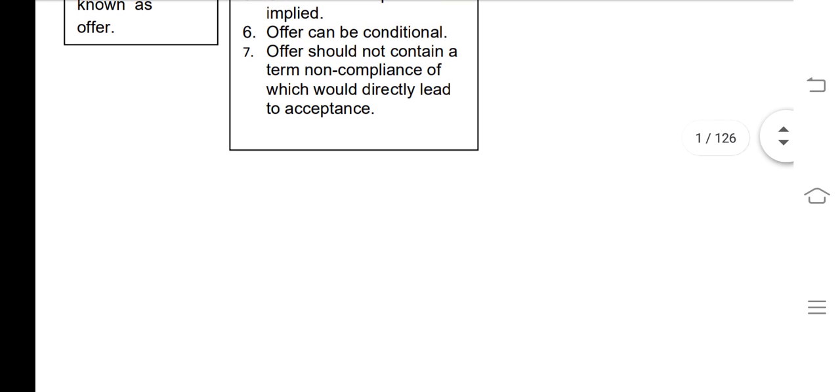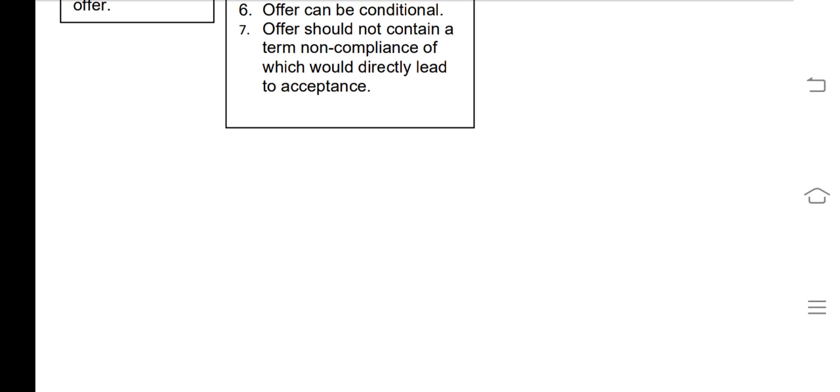Offer can be conditional. An offerer can give an offer to the offeree with a condition. If the offeree fulfills that condition, then only in such a case will the offer be treated as valid. Otherwise it cannot be treated as a valid offer. It can be conditional, it depends upon the offerer.